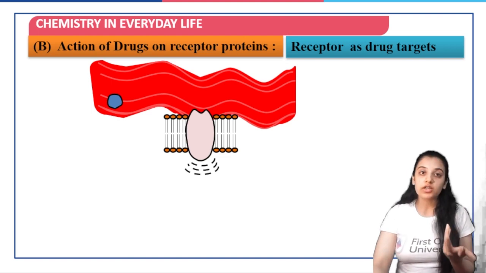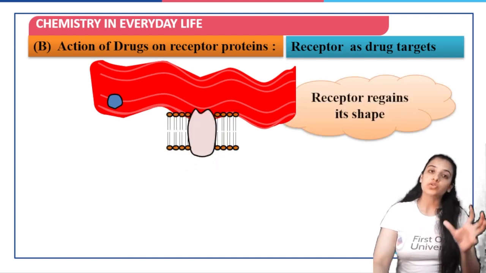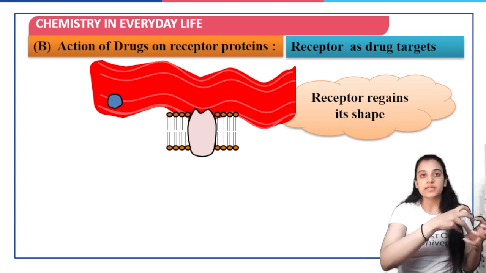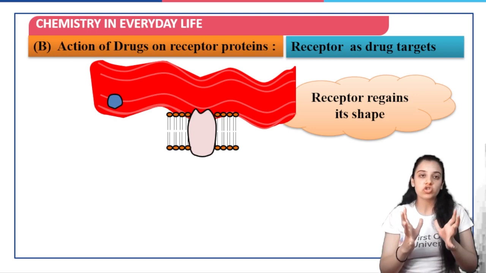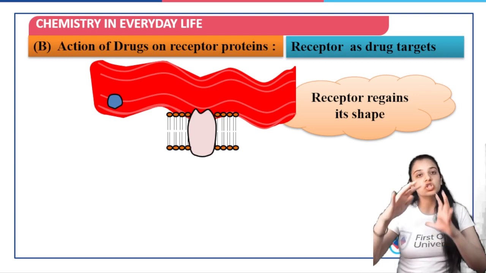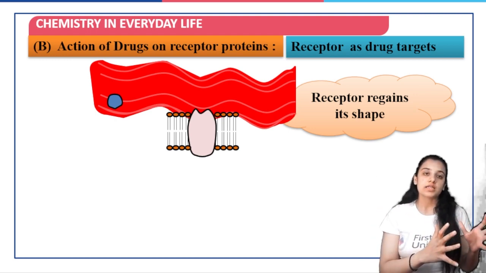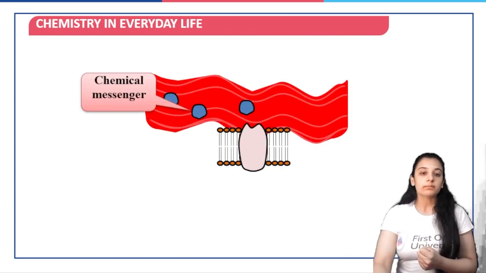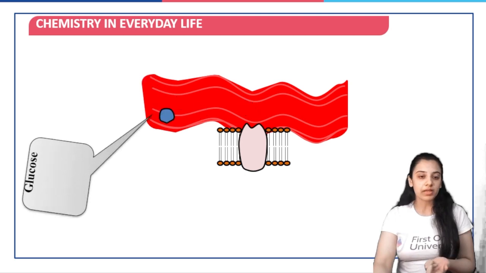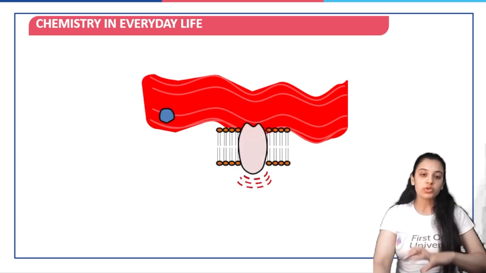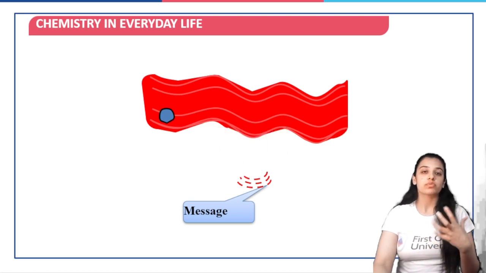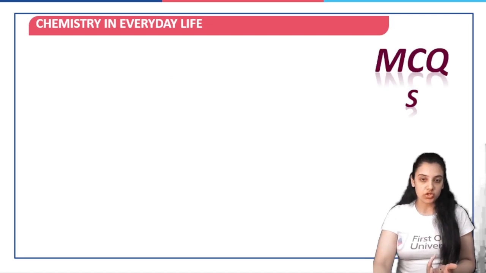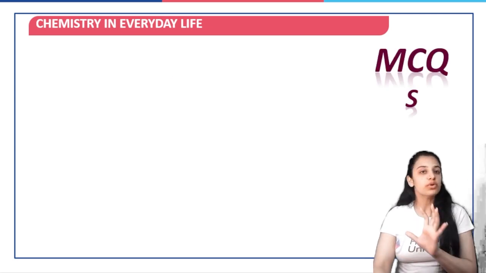The chemical messenger here is insulin. The receptor then regains its shape. So first, insulin, which is the chemical messenger, binds to the receptor protein and changes its shape. Then when it has performed its function, the chemical messenger leaves the receptor site and the receptor regains its shape. This is the chemical messenger, and these are small glucose molecules. Again, this is the process where a message is sent to the cell that the glucose molecules are now going to be taken up, and this is how the whole process functions.